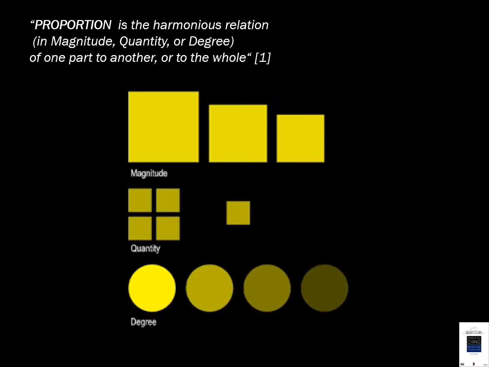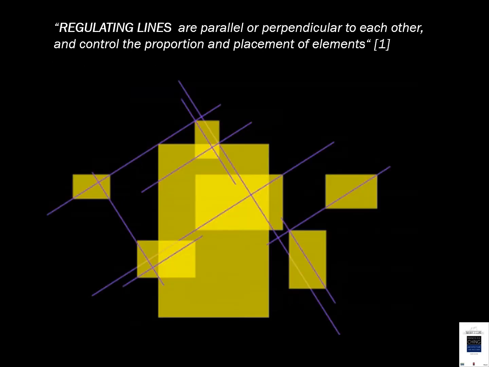Some architecture theory: the harmonious relationship, magnitude, quantity, or degree of one part to another, or to the whole. Also regulating lines that are parallel or perpendicular to each other, and how they control the proportion and placement of elements.